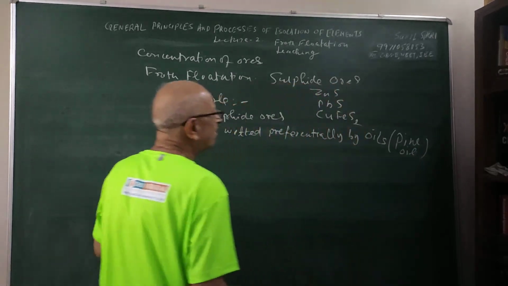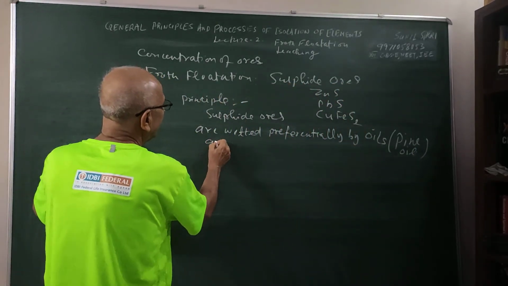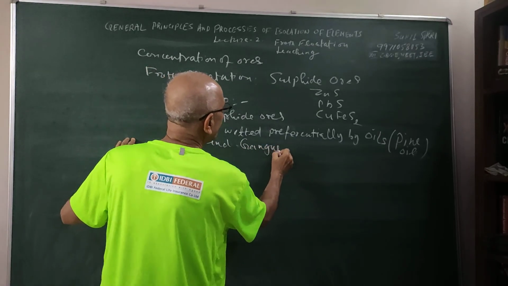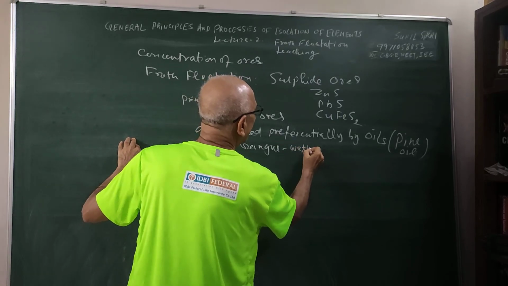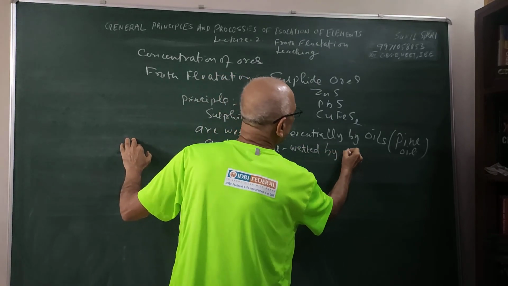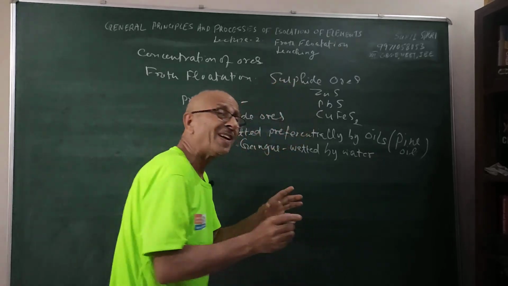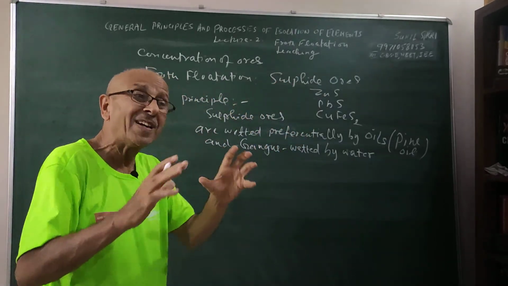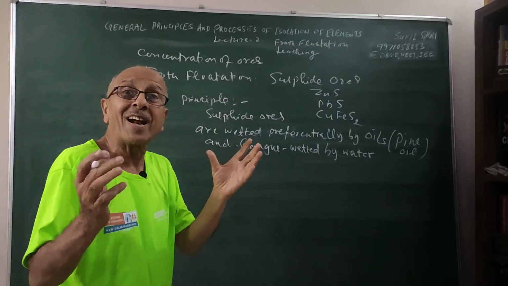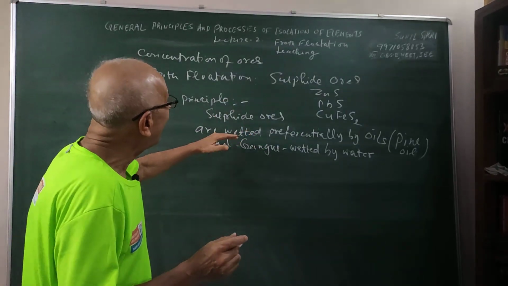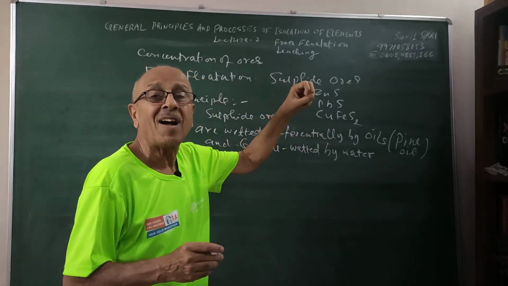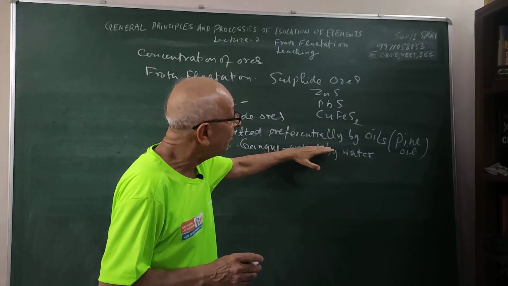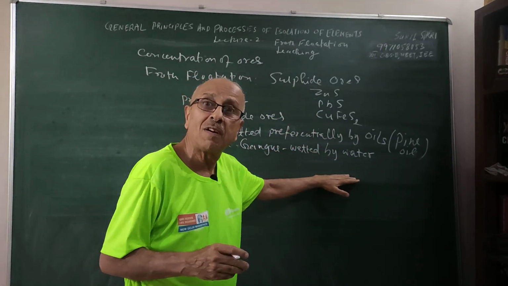They are preferentially wetted by oils, and gangue or the impurities are wetted by water. There is a difference in the wetting properties. The sulfide ores contain sulfur. Sulfur is hydrophobic. It has a larger size. It is not attracted by the water. And pine oil absorbs the sulfide ores on its surface, and the impurities, the gangues go with the water.